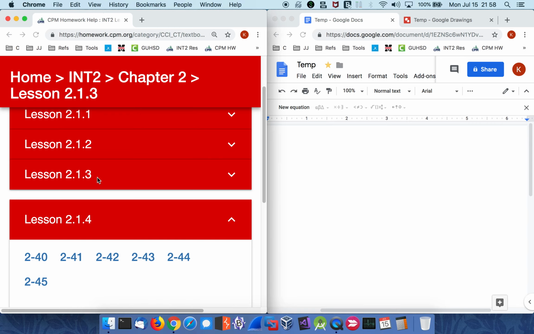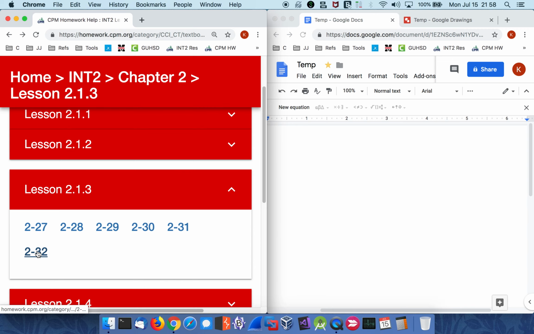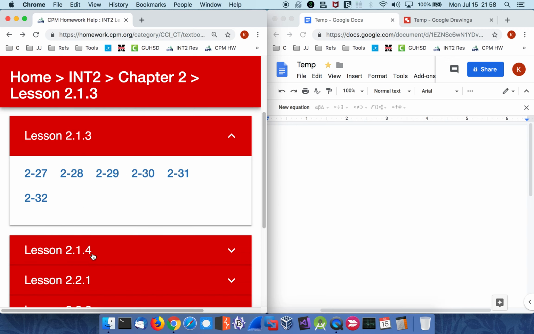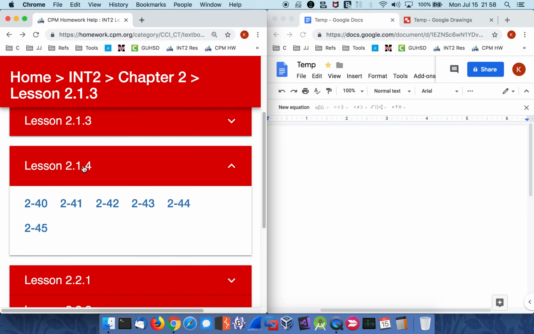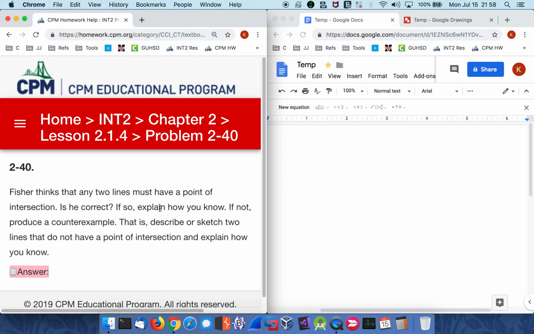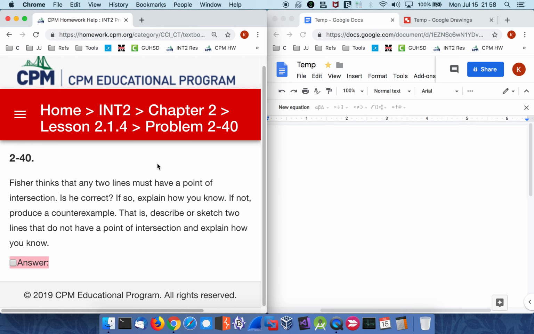Okay, so we just did 2.1.3, we did 2 tech 32, that's the last one in that one. So now we're on 2.1.4 and we're on 2 tech 40. Alright, here we go.